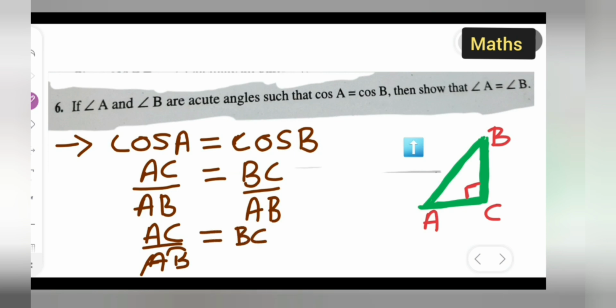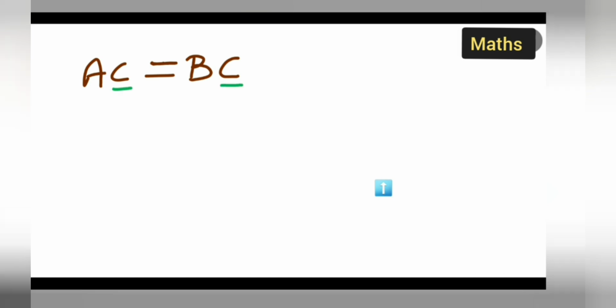So AC upon AB equals BC upon AB. Now if I multiply both sides by AB, AB will get cancelled. I am left with AC is equal to BC. Now this C and this C will get cancelled, so I am left with angle A, and I can say angle A is equal to angle B.